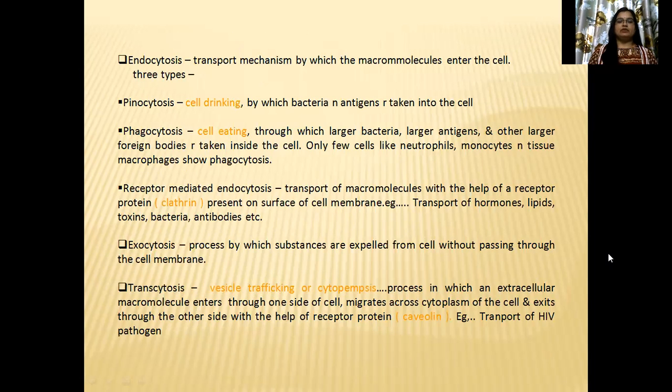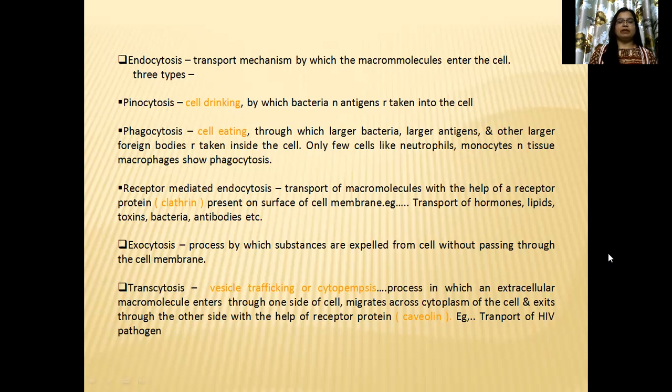Endocytosis is the transport mechanism by which macromolecules enter the cell. It is of three types: pinocytosis, or cell drinking, is for small molecules by which bacteria and antigens are taken into the cells. Phagocytosis, or cell eating, is through which larger bacteria, larger antigens, and other large foreign bodies are taken inside the cell. Only a few cells like neutrophils, monocytes, and tissue macrophages show phagocytosis.